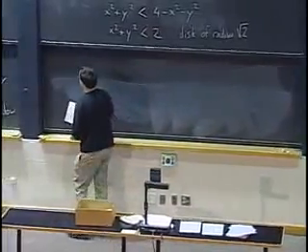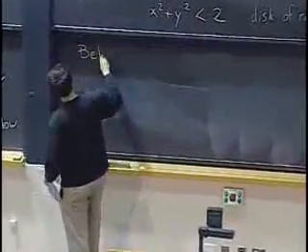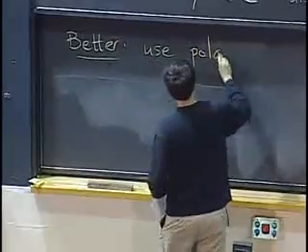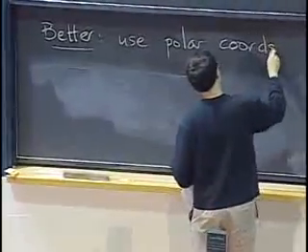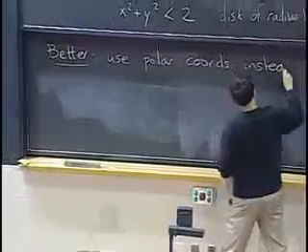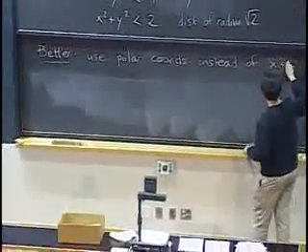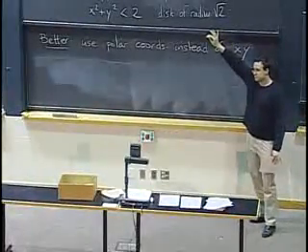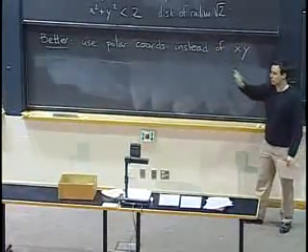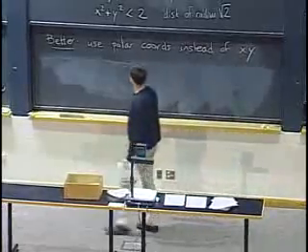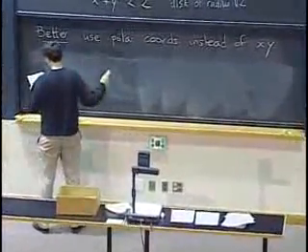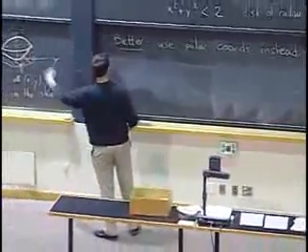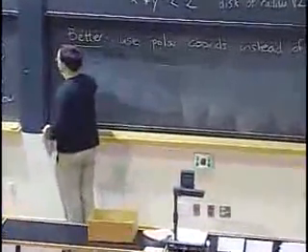The smarter thing to do would be to use polar coordinates instead of x and y. And of course, we want to keep z. I mean, we're very happy with z the way it is. But we'll just change x and y to r cos theta, r sin theta.